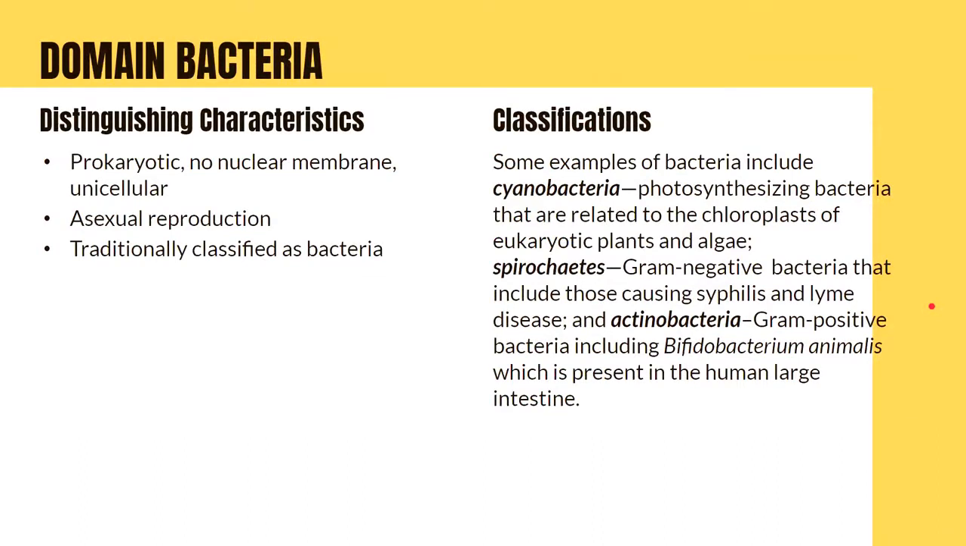Next would be domain Bacteria. So they are still prokaryotic, still no nuclear membrane, and they are unicellular and they also reproduce through asexual means. They are what we know traditionally as bacteria. So examples of bacteria are your cyanobacteria. These are your photosynthesizing bacteria. They are also quite an old species. Okay, so they are related to eukaryotic plants and algae. Spirochetes, these are your gram-negative bacteria that can cause diseases.